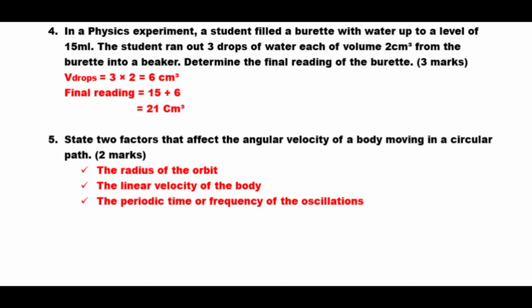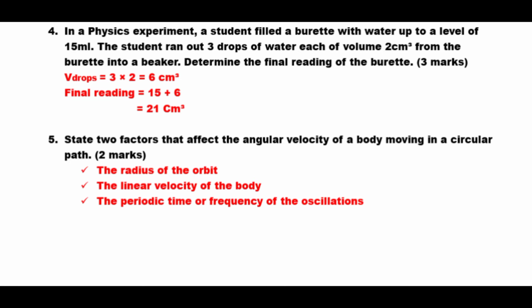The student ran out 3 drops of water, each of volume 2 centimeter cubed, from the burette into a beaker. Determine the final reading of the burette. So we have a burette, initial reading is 15 ml. Then the student is running out 3 drops of water, each of volume 2 centimeter cubed, into another beaker. Then you are trying to determine the final reading.